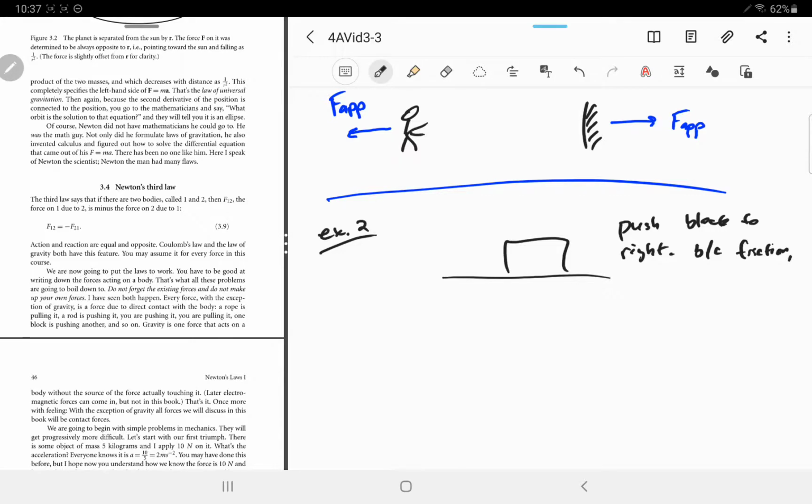Without friction, this thing would be accelerating if there was a net force to the right. But because of friction, you're only pushing on it as hard as friction is pushing to the left. So these forces are canceling each other, and this thing is moving at constant speed. Push a block to the right. Because of friction, the block moves with constant speed.